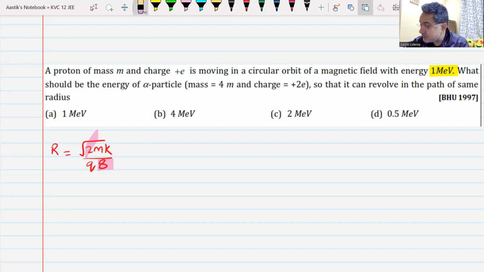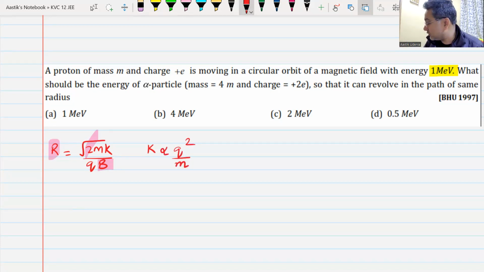Oops, wrong color. I hate wrong colors. Kinetic energy or K or energy is proportional to what? The radius is the same. Sorry, the radius is the same. So kinetic energy will be proportional to Q square by M. Kinetic energy or energy will be proportional to Q square by M. Do we understand this? Yes or no? No, yes.